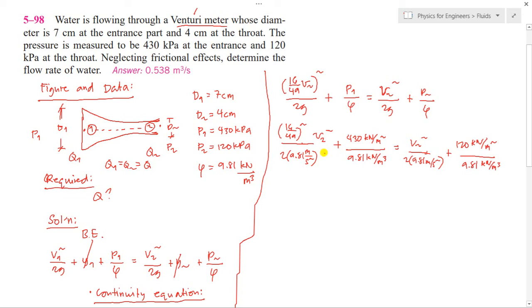So here, we will transpose V2 to the other side so they can be combined. That is V2 squared. First, let's simplify this one, that is 16 over 49 squared divided by 2 times 9.81.